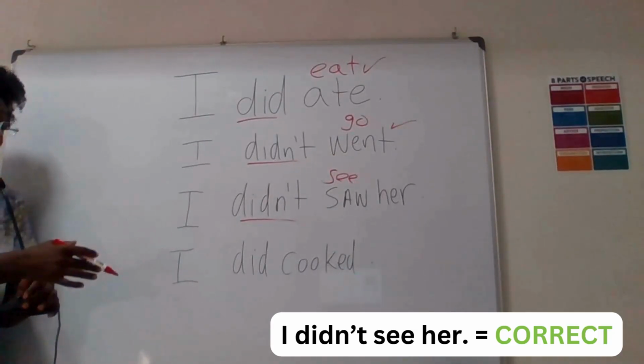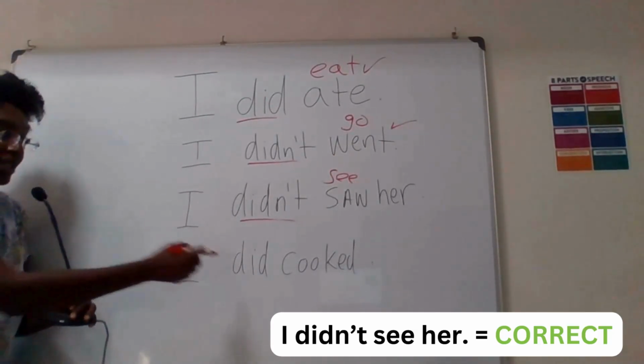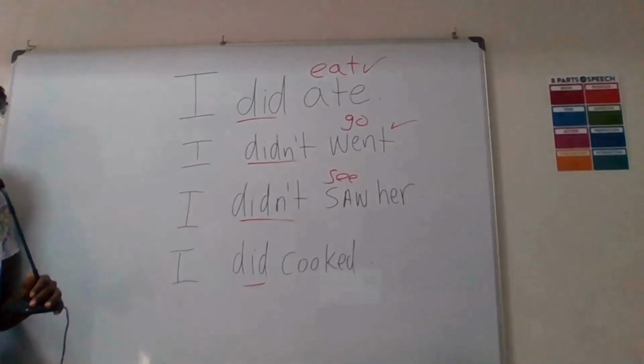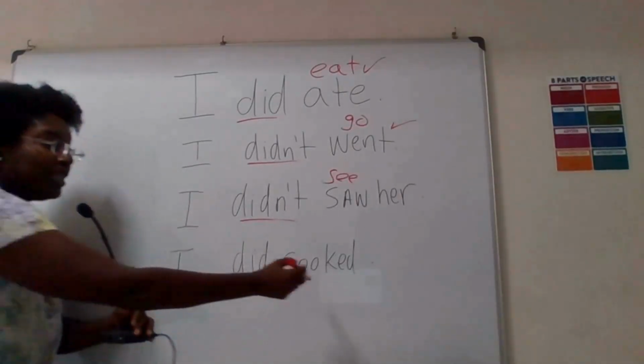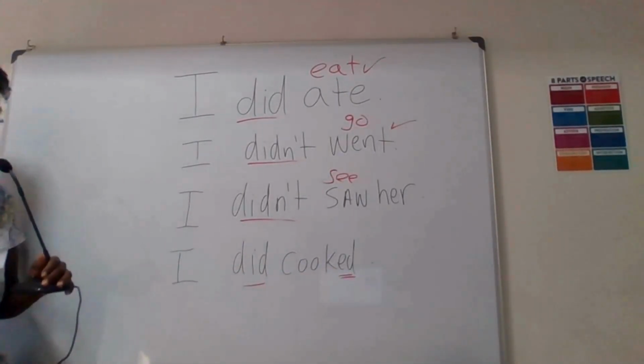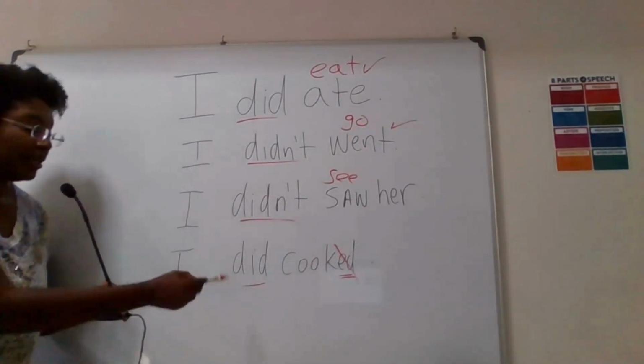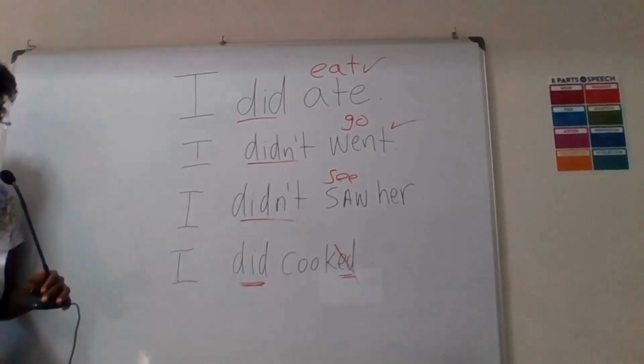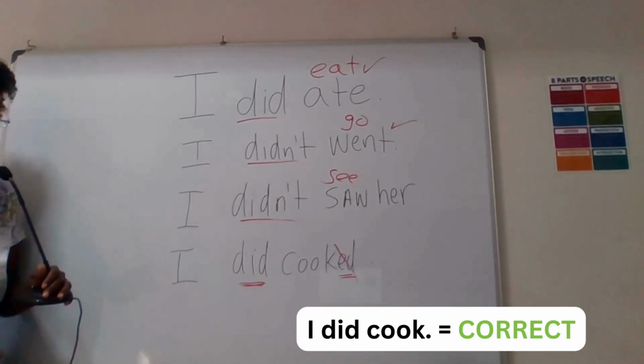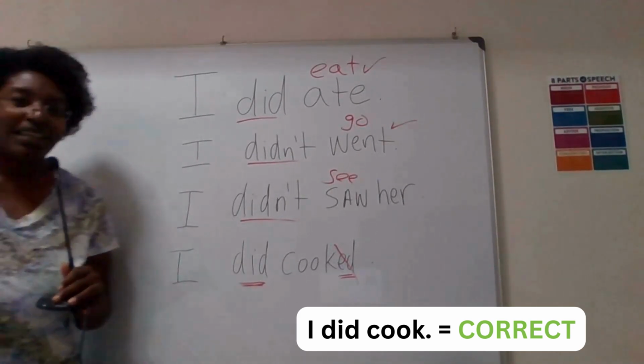The last one, I didn't cooked. Did, already in the past. Do we need the past tense of cook, which is cooked? No, we don't need the ed because the did is already in the past. So now it's correct to say, I did cook.